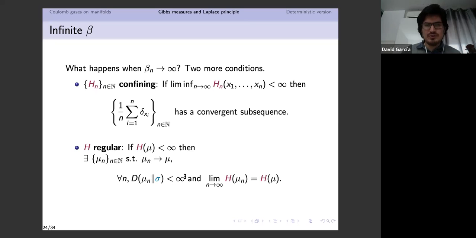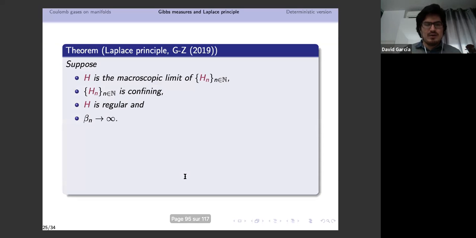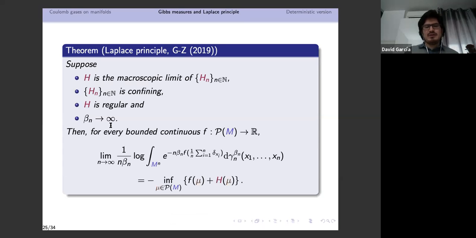So given these two conditions, we add these two conditions to the previous theorem, and also we ask beta n to go to infinity, and we have the same kind of Laplace principle. So the limit of these are exactly the same integrals, but now the limit involves not F beta but H. We can think that beta here is infinite, so F beta equals H. And again, this explains the almost sure convergence.